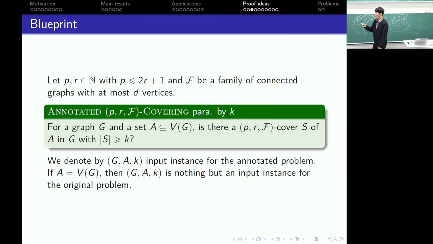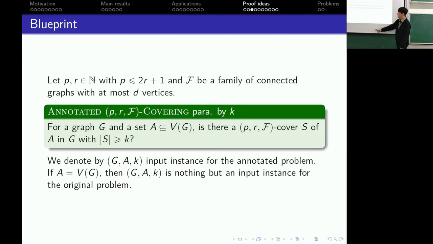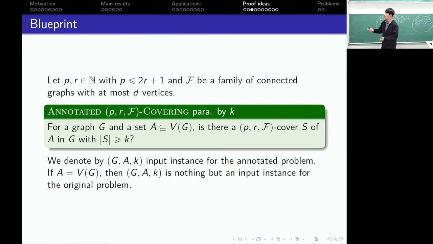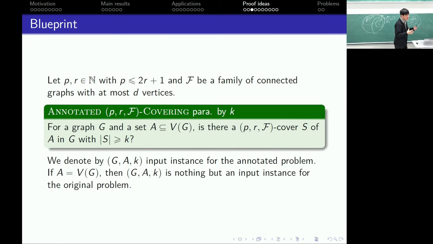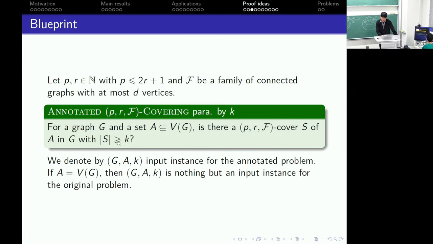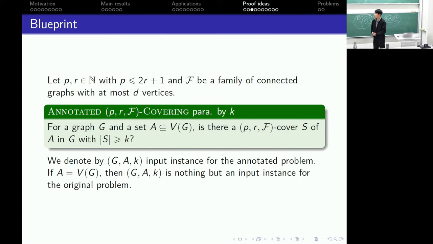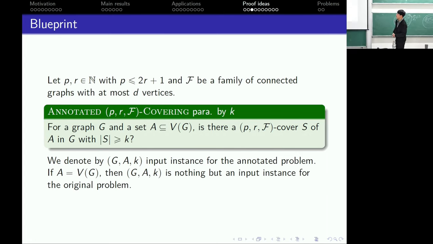And actually, this is why I defined the PRF cover for some annotated version about A. To prove this theorem, we need an annotated version of the previous problems. Here, we first take a subset A of the vertex set V(G), and now our goal is to find a PRF cover of size at most k of A only, not the whole vertex set. Because the region we want to dominate is restricted, this is called the annotated version. We denote by (G, A, k) the instance for this problem, and if A is V(G), then this is nothing but an instance for the original problem.